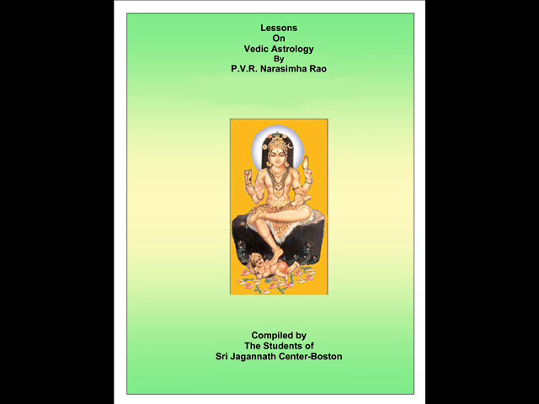Now let's see the chart. Lagna is Libra. Lagna has a debilitated Sun in the first house. So Lagna is afflicted by the debilitated Sun, the ruiner of Lagna. That confirms that he will have Pitta-related problems. Now, how is the chart?